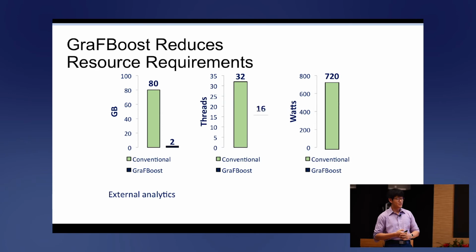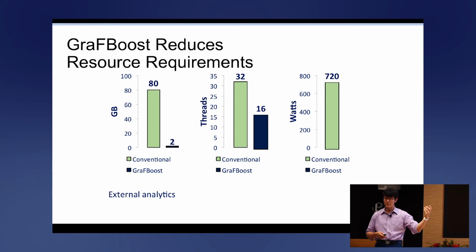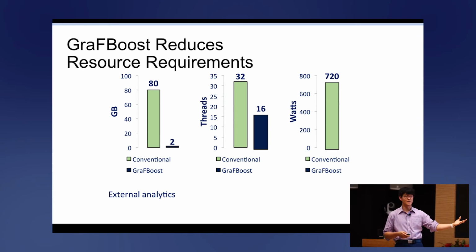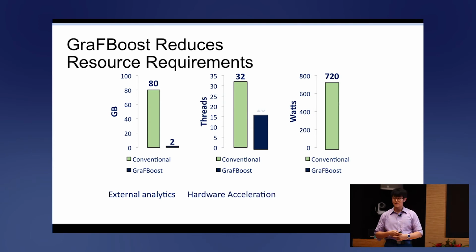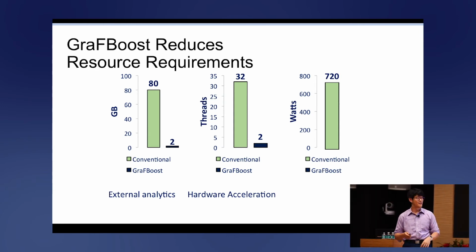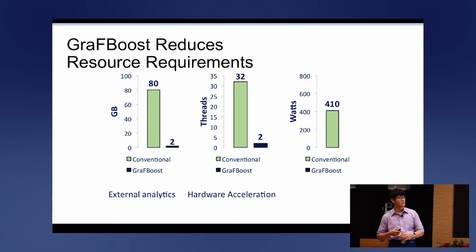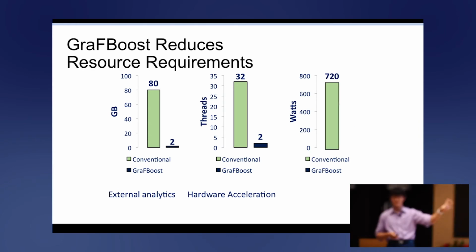In terms of processor thread counts required to get performance, the conventional system was using a total of 32 threads on the system that we had, as opposed to the software implementation of GraFBoost, which only requires 16 threads because it was waiting for flash most of the time. But with hardware acceleration, most of the heavy lifting has been offloaded to the FPGA, which brought us down to 2 threads. So very big difference here. The last is in terms of power consumption. The 720 watts was the power consumption of the 5-node cluster, which was completely running in-memory algorithms.